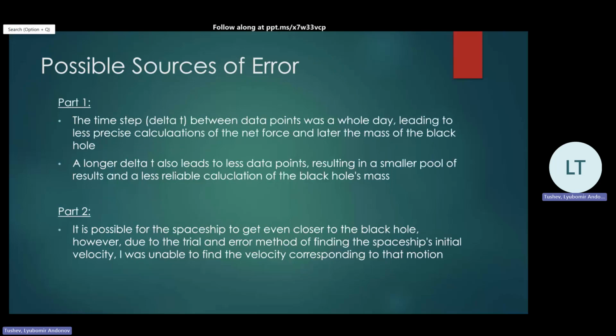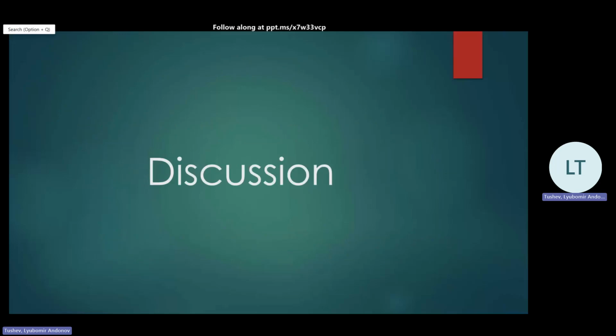In part 1, a main source of measurement error leading to less precision with the calculation of the mass of the black hole was the fact that each time step lasted a whole day. In part 2, the time-consuming nature of the trial and error method stopped me from finding a trajectory for the spaceship that passed closer to the black hole.